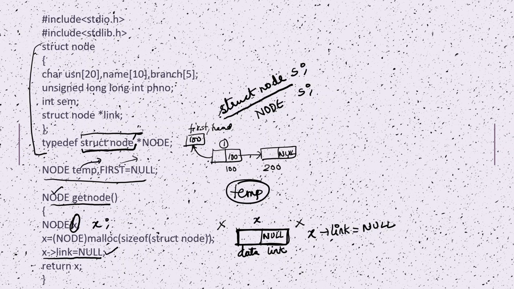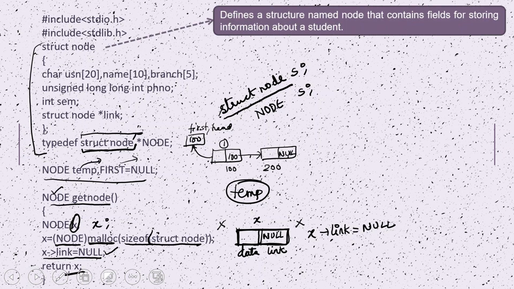What about the data part? I have to create the data part also, right? So I am using the technique of dynamic memory allocation. I will give malloc and I will give the sizeof operator. Because I want to create the nodes, I will give the sizeof struct node. Then I will return that particular name. This is how the getnode function works.